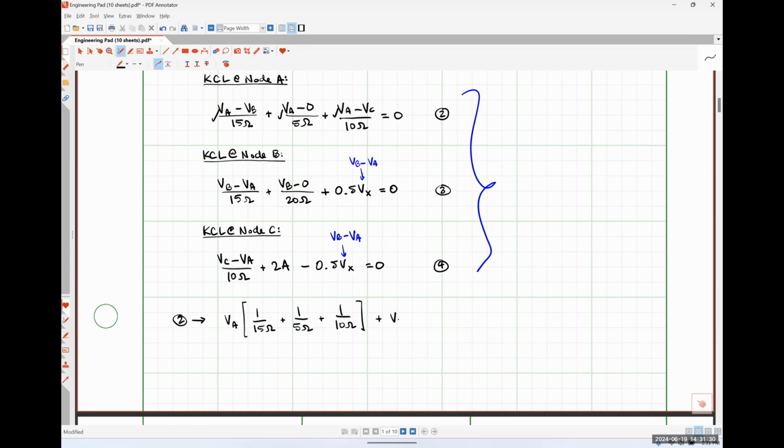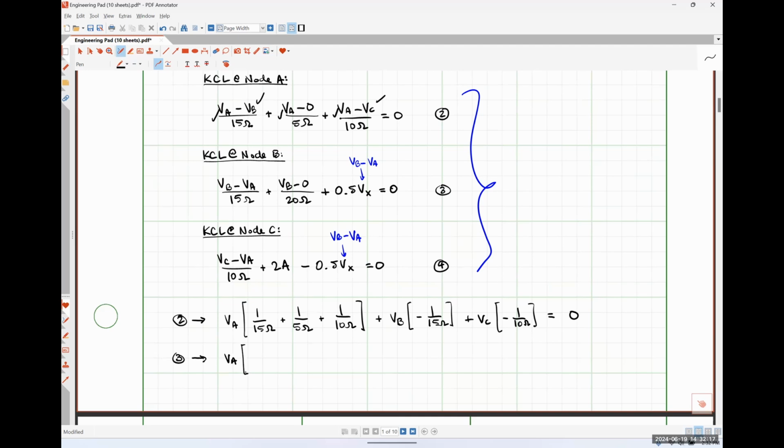Then I'm going to pull out VB. For VB, I only have this guy right here, so I'm just going to pull out a factor of negative 1 over 15 ohms. For VC, I just have this guy over here, so I'm going to have a factor of negative 1 over 10 ohms. And I don't have any constant terms, so I'm just going to set this equal to 0. So this is how my organized or rearranged equation 2 is going to look. We're going to do something similar here for equation 3.